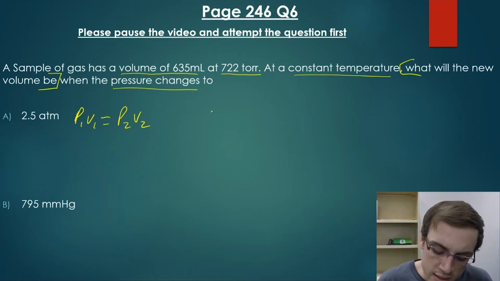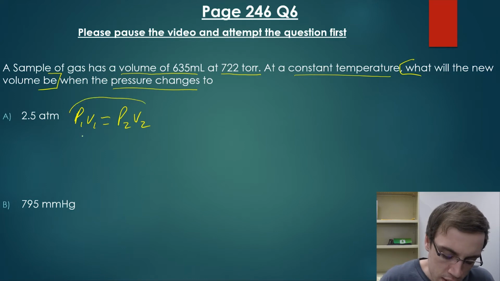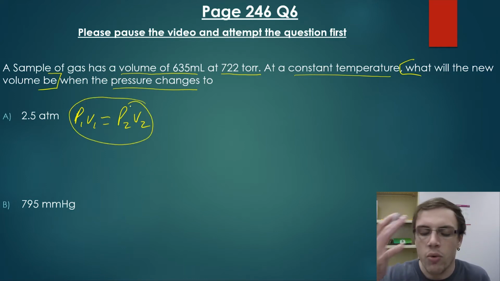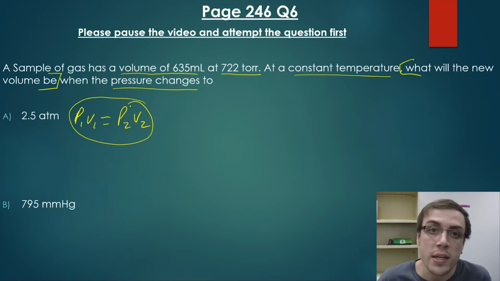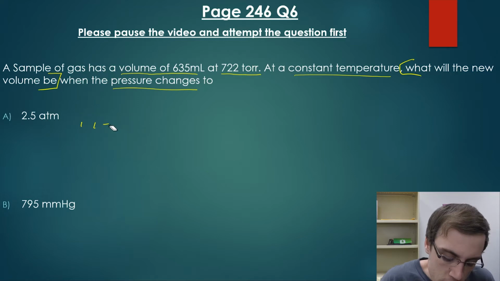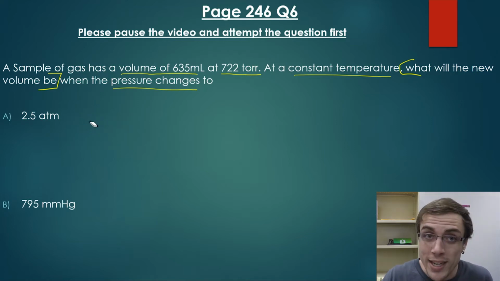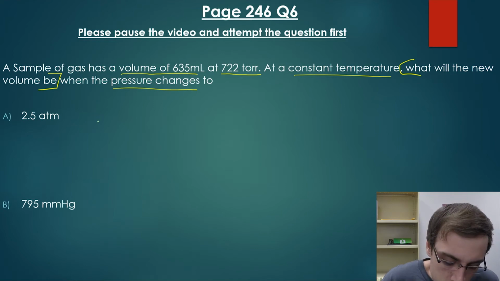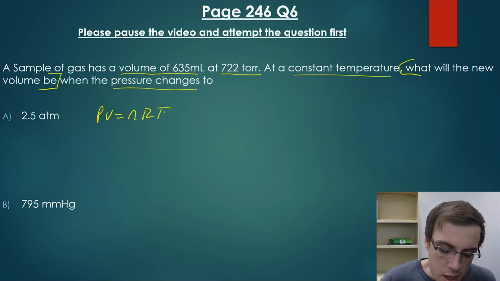Now, let's run under the assumption that you forgot this. Let's say that you're in the exam, you have a total mind blank and you go, crap, I can't remember what it is. What you can do is use our ideal gas law. If you're going to memorize any equation, make it the ideal gas law. So we'll go PV equals nRT.